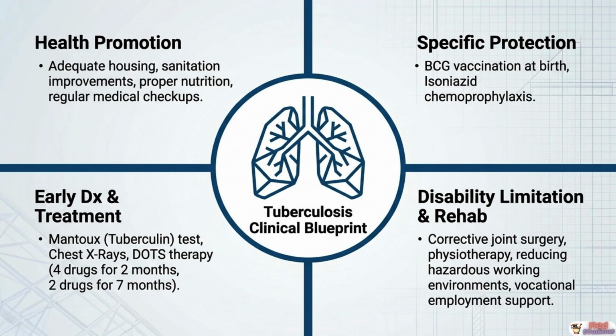At tertiary prevention, corrective joint surgery repairs TB-destroyed musculoskeletal structures, while vocational rehabilitation and employment support address the socioeconomic consequences of prolonged illness.